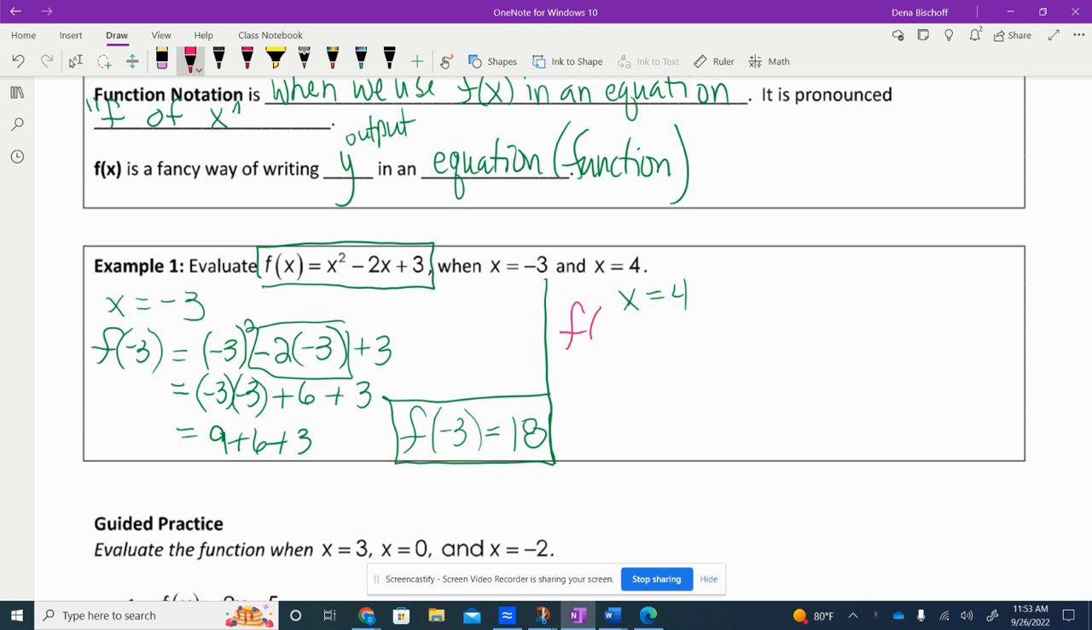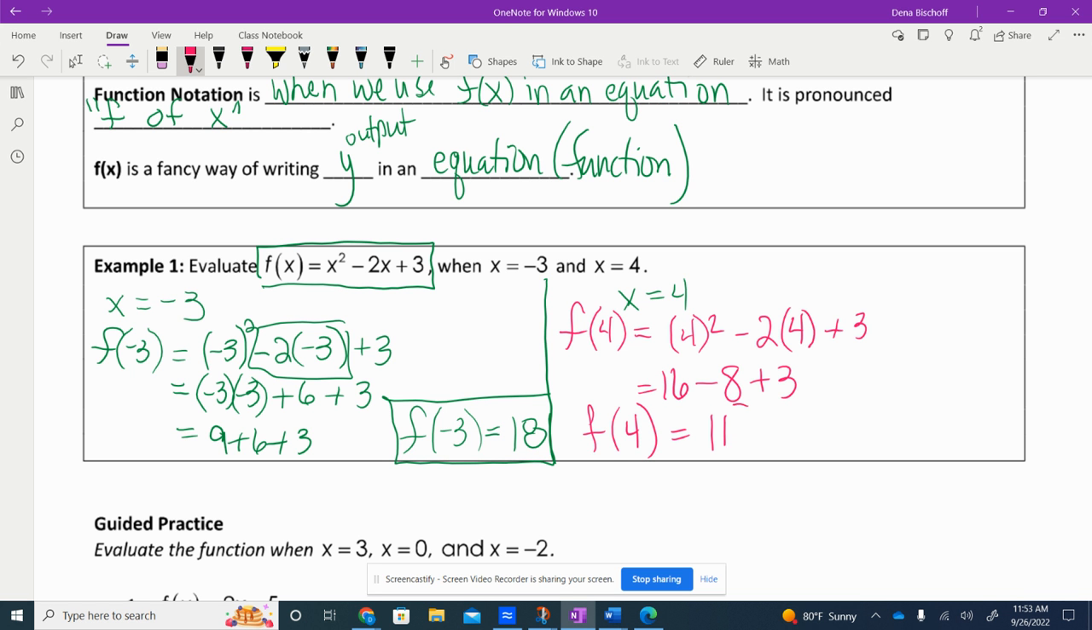So f of 4 equals, remember we substitute in a parenthesis, so we replace the x with a 4, and we have to square it, minus 2 times parenthesis 4 plus 3. 4 squared is the same thing as 4 times 4, which is 16. -2 times 4 is -8, plus 3. So f of 4 equals, what is 16 take away 8 plus 3?